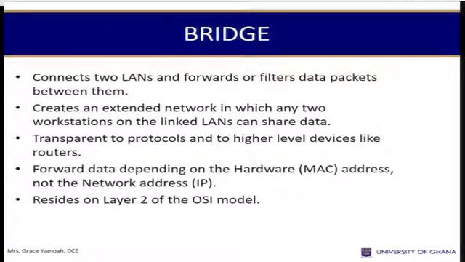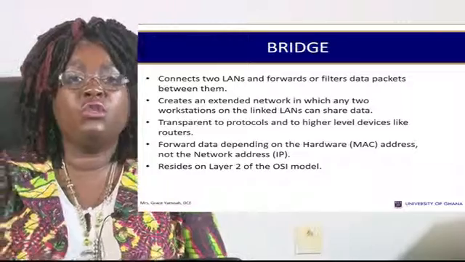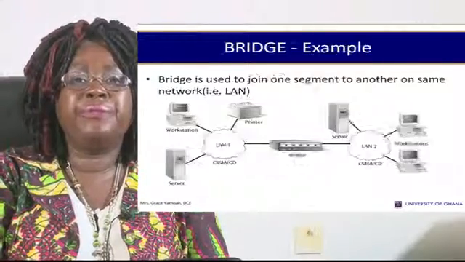It is transparent to protocols and to higher level devices like routers. It forwards data depending on the hardware, that is the MAC address, not the network address. Every computer has a unique address. We call it MAC. This is the address being talked about here. So when you forward the data, MAC address is what it looks for. A bridge resides on layer 2 of the OSI model.